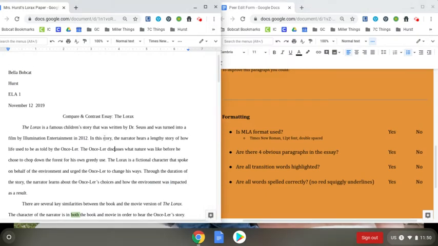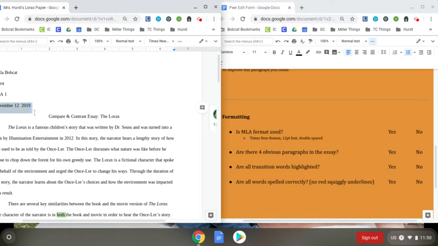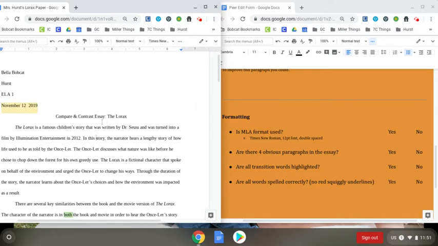Okay, when I look here at Bella's paper, one thing I notice is in the setup, it said that the date needed to be date, month, year, so she's got that wrong. So I'm going to make the comment that this should be the 12th November 2019. Yes, it looks weird, but that's what MLA format said and what our video said. So I make that comment right on the document so she knows to go back and fix that.